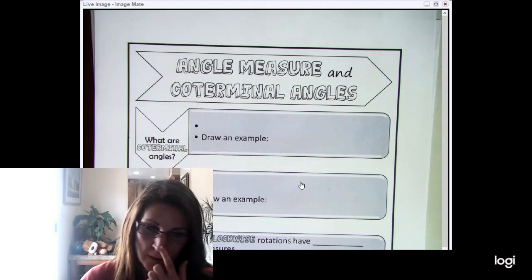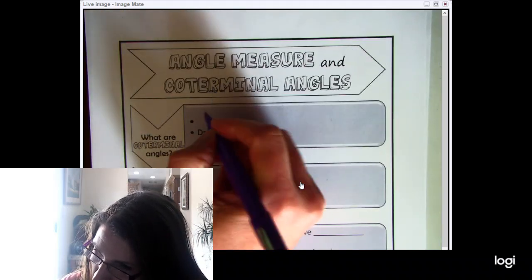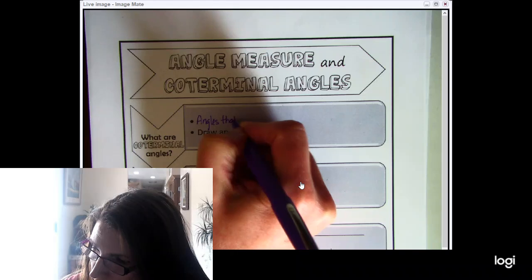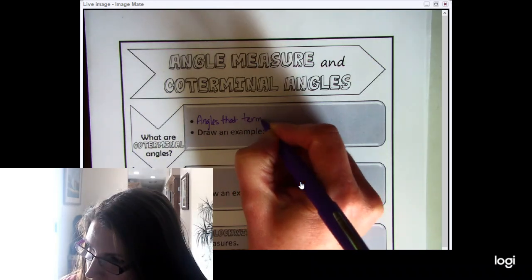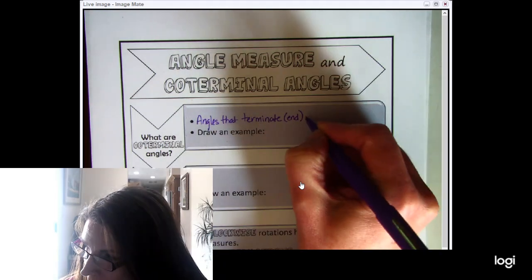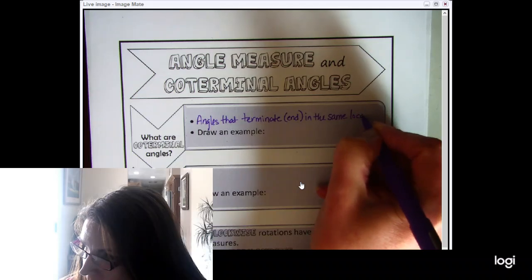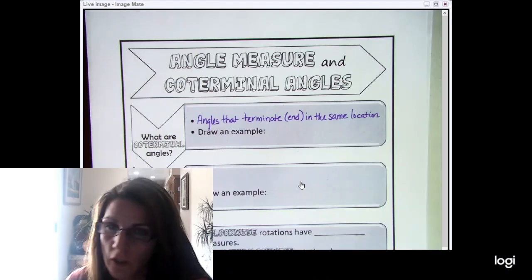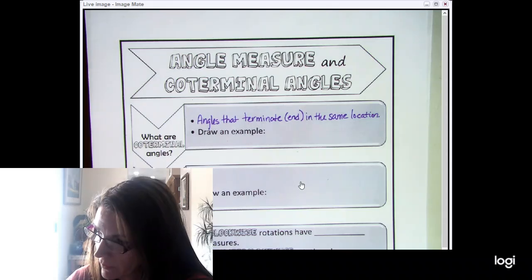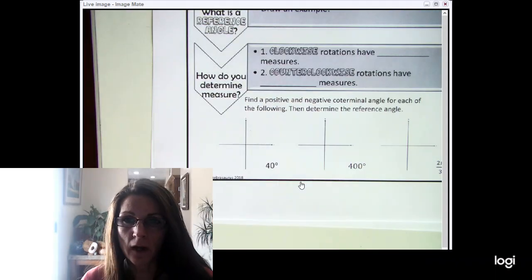So here's our first question right here. What are coterminal angles? Angles that terminate or end in the same location. Draw an example. Well, we can't do that until I give you a little bit more information. So we're going to go down here to the bottom, and we're going to talk about drawing some of these angles.